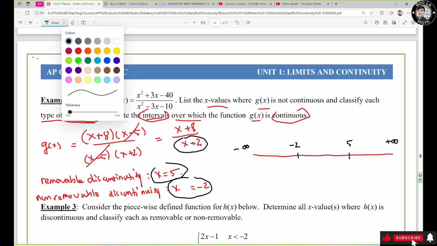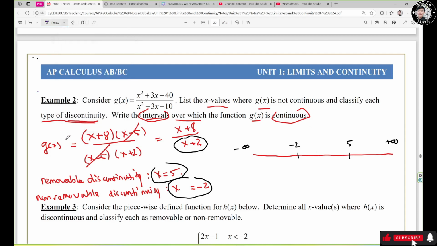Now, in order for the function to be continuous, you need to eliminate the vertical asymptote, right? So you need to eliminate -2. You need to eliminate the hole, which means 5, right? So it's going to be negative infinity to -2, open parenthesis, union -2 to 5, union 5 to positive infinity, alright?